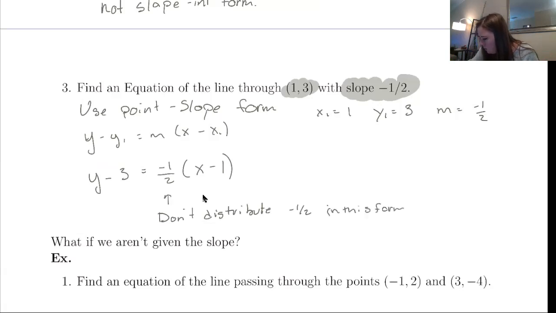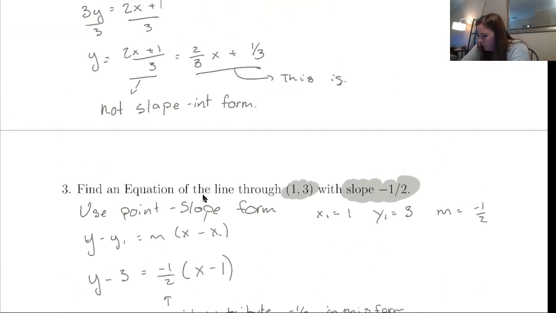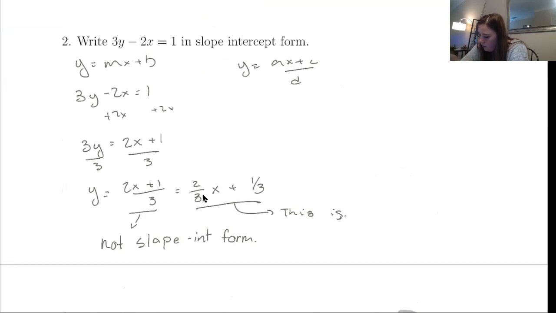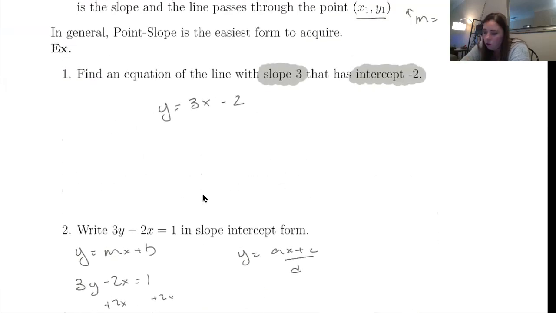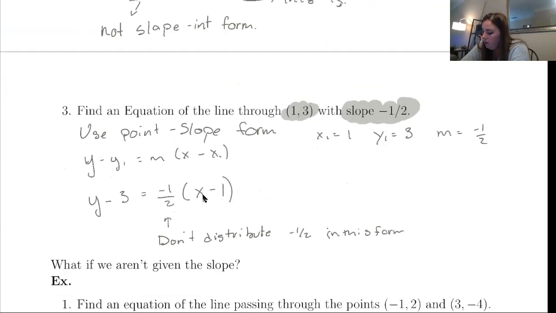I'm actually not asked to give a specific form, but if I'm doing point slope form, I don't want to distribute that -1/2. Okay? So in all of these cases, I was given the slope of -1/2. I was asked to move this one, and I was given the slope here. What if I'm not given the slope?